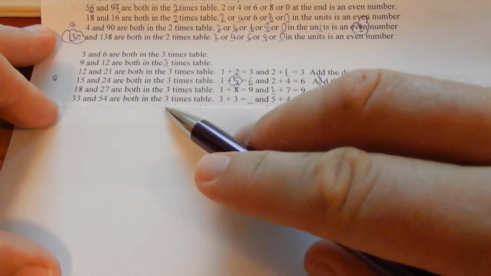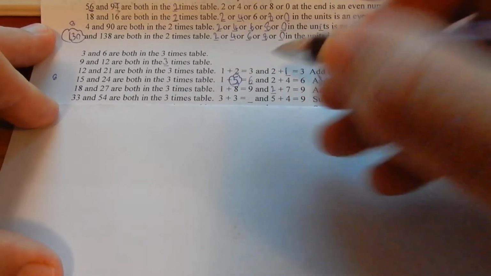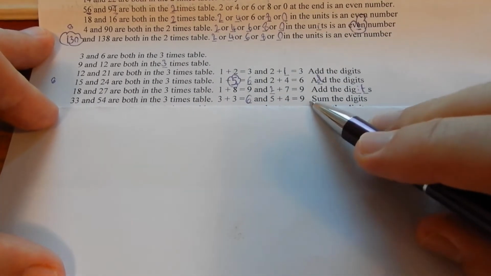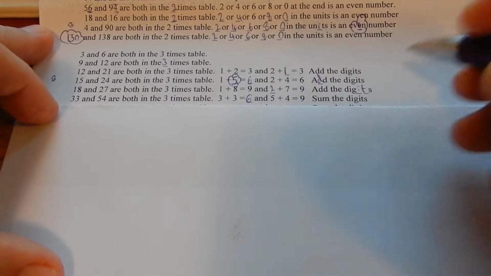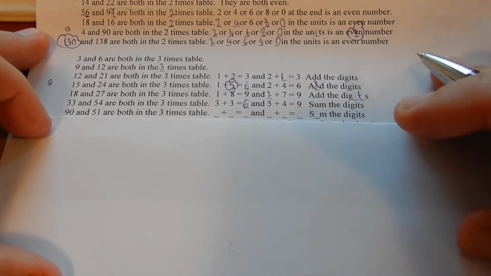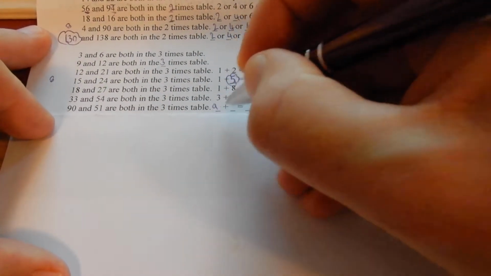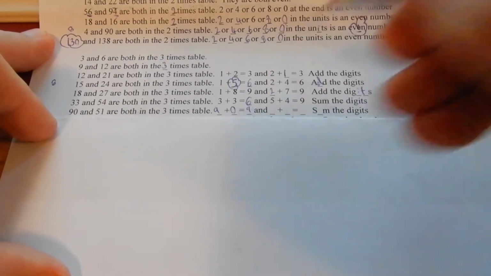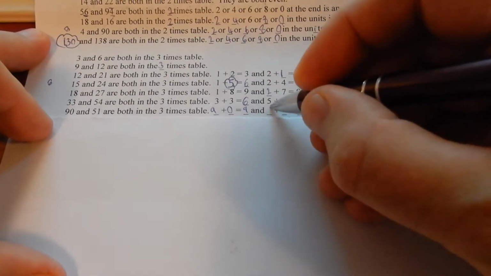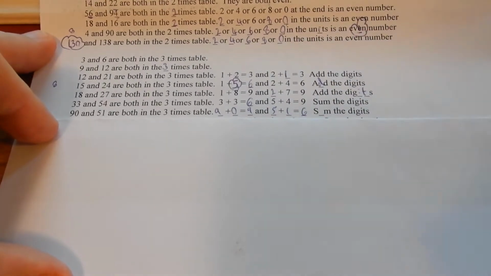33 and 54 are both in the 3 times table. 3 plus 3 is 6. 5 plus 4 is 9. Sum the digits. 90 and 51 are both in the 3 times table. 9 plus 0 is 9. And 5 plus 1 equals 6.